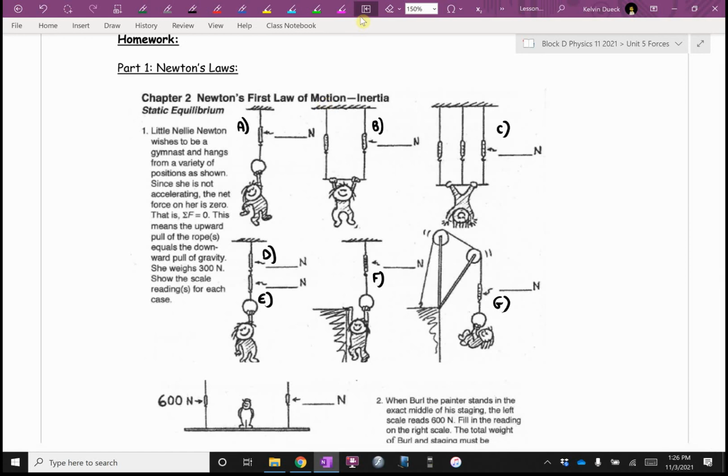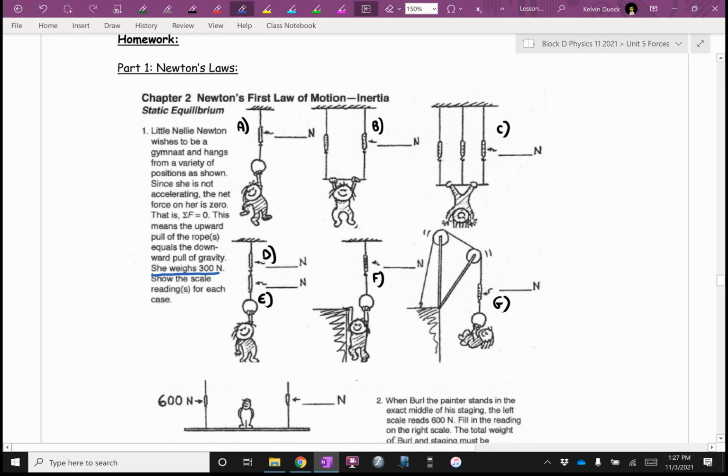So if you want to turn to this right now, I'll just let you look at it and I'll walk through this. Find the little picture of the little girl hanging from the swings. It says Nellie Newton wants to be a gymnast, and she hangs from a variety of positions as shown. Because she's not accelerating, if she's not accelerating, the forces must be balanced. It says she weighs 300 newtons. In other words, gravity is pulling down with 300 newtons. In part A, how hard must the scale be pulling up then?